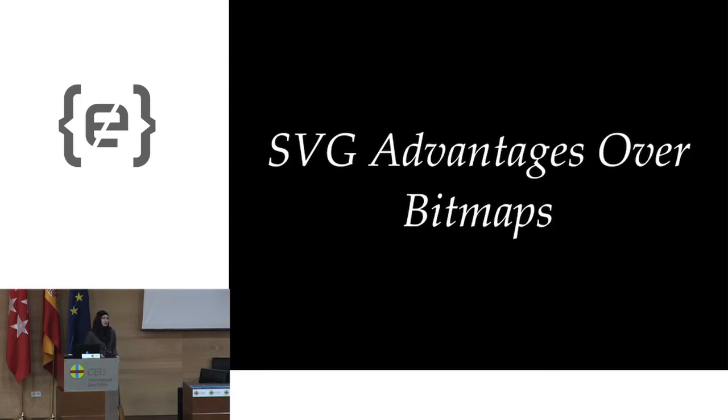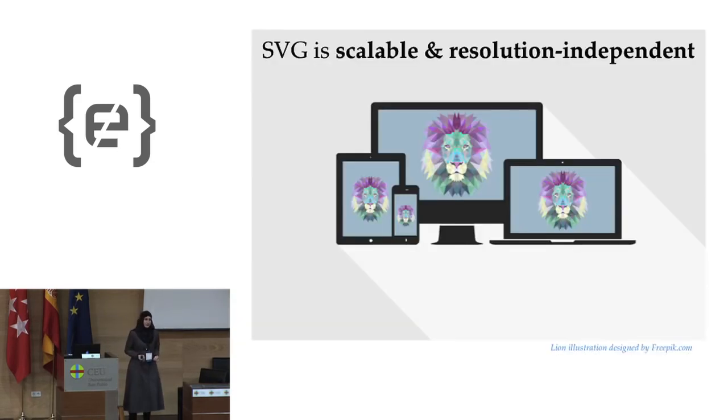But why would you want to use SVG? How is SVG special from other image formats? What advantages does it have? The first advantage, and the most obvious one, is that SVG is scalable and resolution independent. No matter how many times you scale your SVG up, it's going to look crisp. If you use it in print, it's going to look crisp. If you use it on any image resolution, it's going to look crisp and great.